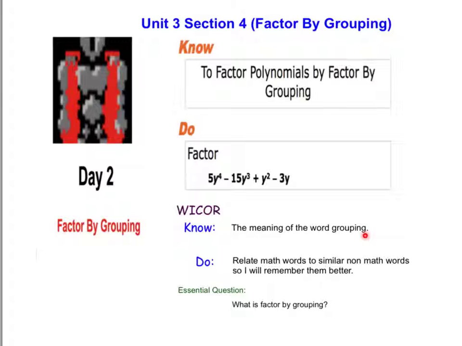Our essential question for today is, what is factor by grouping? Now, let me take a second and let's think of grouping. In life, there are certain ways we group things. For example, Facebook is a way of grouping people with commonalities. Likewise, today we are going to take a look at polynomials, and I'm going to group certain parts of this polynomial according to commonalities. Okay, well, let's go ahead and begin the instructional material.